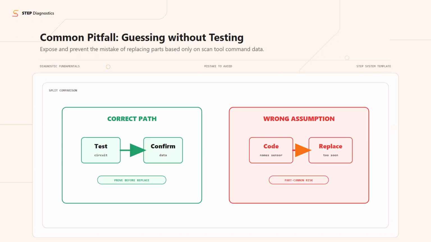Never replace an actuator or ECU just because the module shows a commanded state on a scan tool. Many circuit faults, like open wires or bad grounds, leave scan data looking normal. Always test voltage and continuity on the actual circuit to avoid guesswork and comeback jobs.